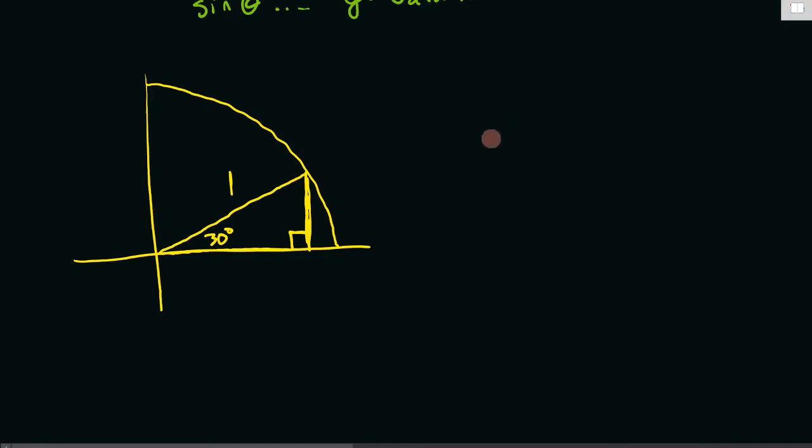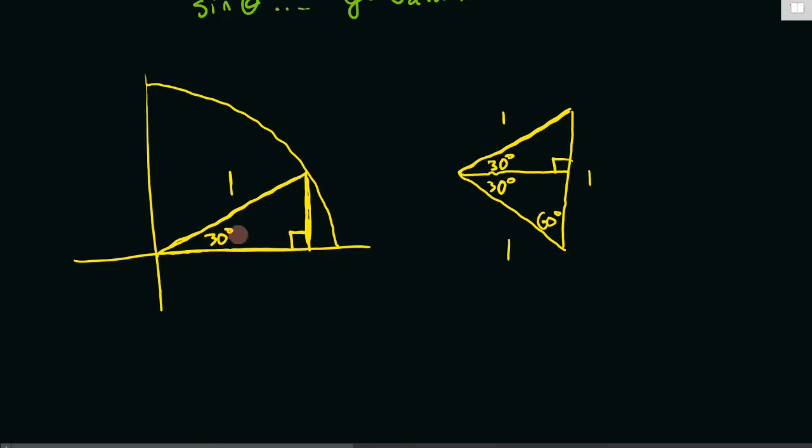What we're going to do is construct an equilateral triangle. Equilateral triangle means 1, 1, and 1. All that I'm going to do is split this triangle in half. An equilateral triangle has 60 degrees everywhere, right? If I split 60 degrees in half, what do I get? I get 30 degrees and 30 degrees. So I've got a right angle triangle with hypotenuse 1 and 30 degrees.